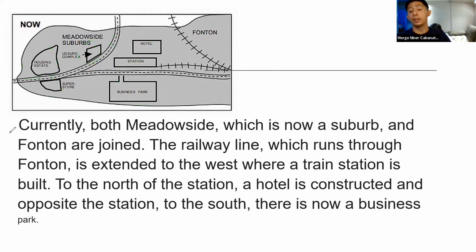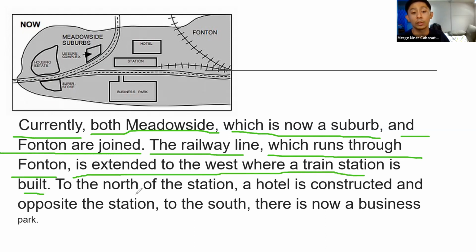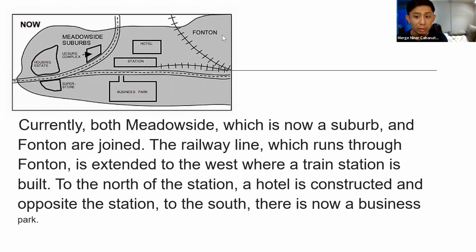And this is your specific detail for that. Currently, both Meadowside, which is now a suburb, and Fontan are joined. The railway line, which runs through Fontan, is extended to the west where a train station is built. To the north of the station, above it, a hotel is constructed, and opposite to the station, below it, to the south, there is now a business park. Look at my park. It's so small. This is the park. Oopsie. Okay, the font is not proper.